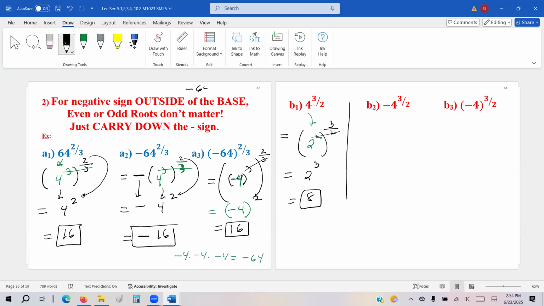Okay, the next one. The negative, is it multiplying or is it in the base? If you don't have the parentheses, what does it mean? Is it multiplication or is it the base? If you have parentheses, then it's a base. If you don't have the parentheses, it's a multiplication. So negative times.